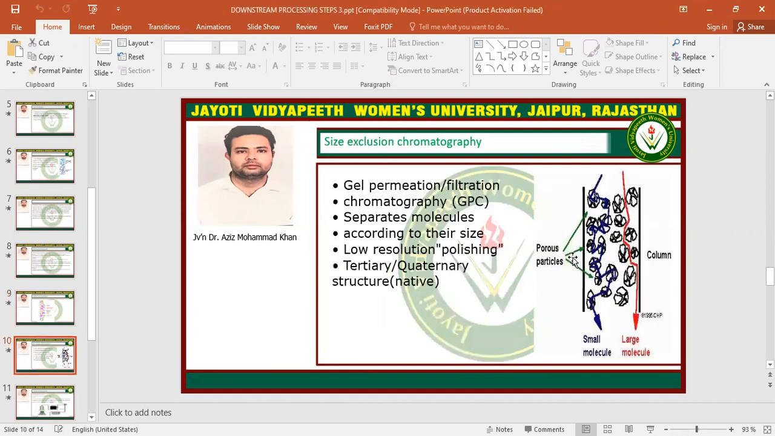This is the diagram of size exclusion chromatography, in which the molecules with larger size will remain in this portion, and the molecules which are smaller in size will pass through the gel or whatever the column is. They will pass through the column very easily, but the larger particles cannot pass through the column because of their larger size. So I hope that it is well understood by all the students.